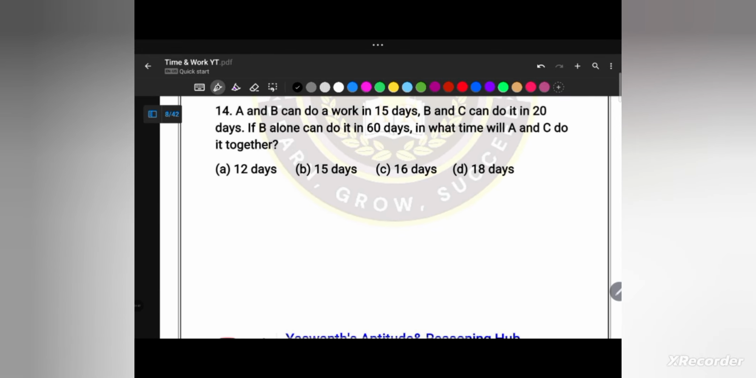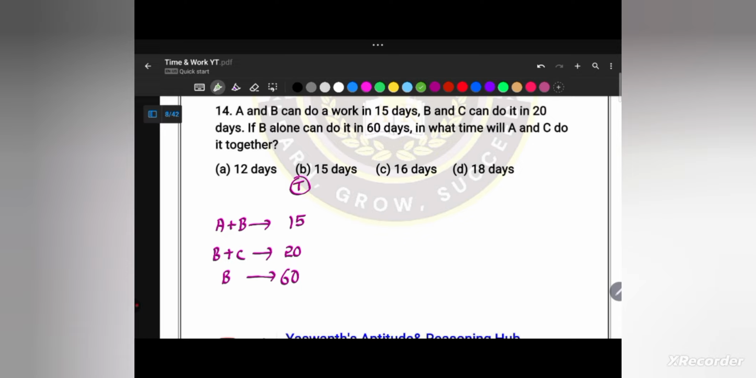After having the approach solving, let me know the answer for this question. The first statement: A and B together can do the work in 15 days, whereas B and C together can complete the work in 20 days. The next one: B alone can do the work in how many days? 60 days. With this, the time periods are given as per the information in the question.